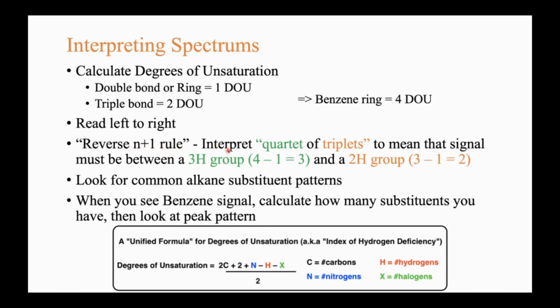This definitely helps for complex splitting. You can interpret a quartet of triplets to mean that the signal is between a 3 hydrogen group and a 2 hydrogen group. Note the math, like 4 - 1 and 3 - 1. So you can backwards interpret the complex splitting and place that peak in relation to the molecule. Another tip is to look for common alkane substituent patterns. That's going to be the next slide. And the last one is when you see a benzene signal, calculate how many substituents you have, and then look at the peak pattern. That will also be shown, part of it.